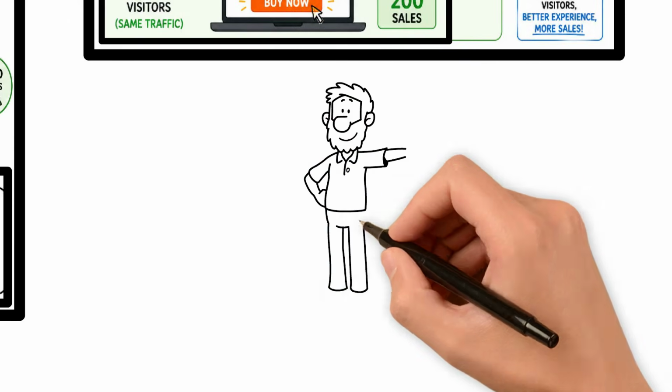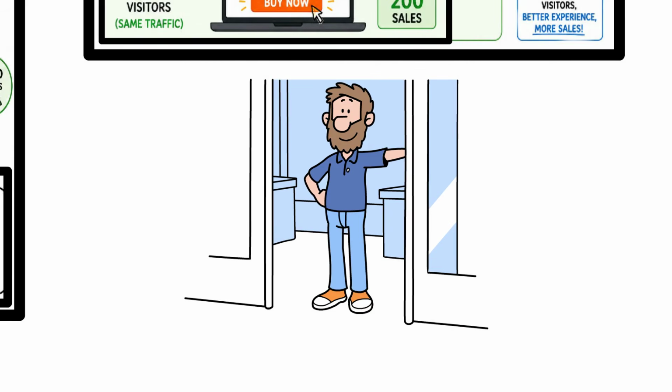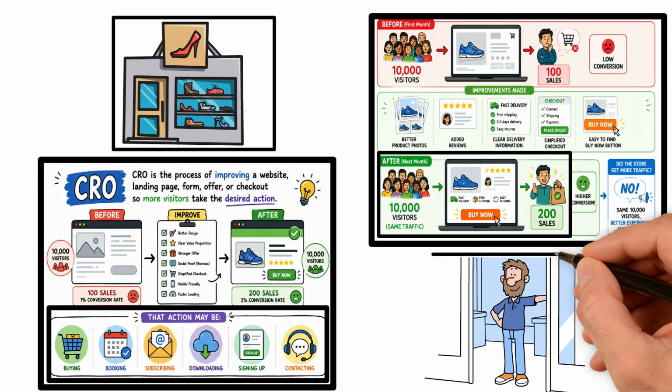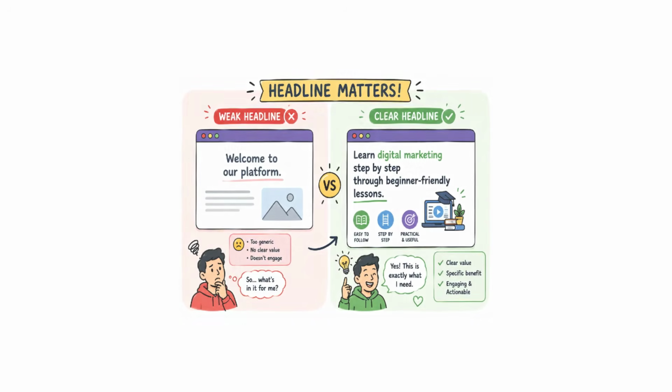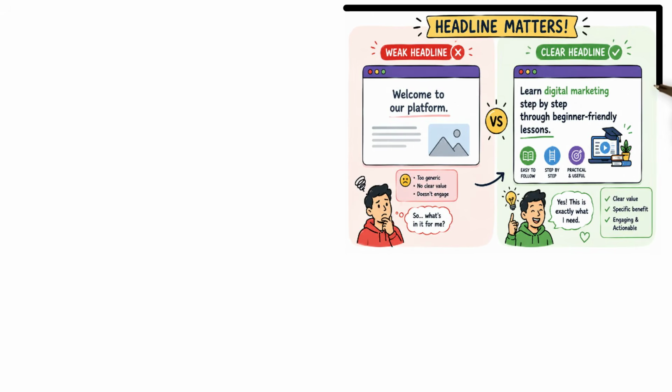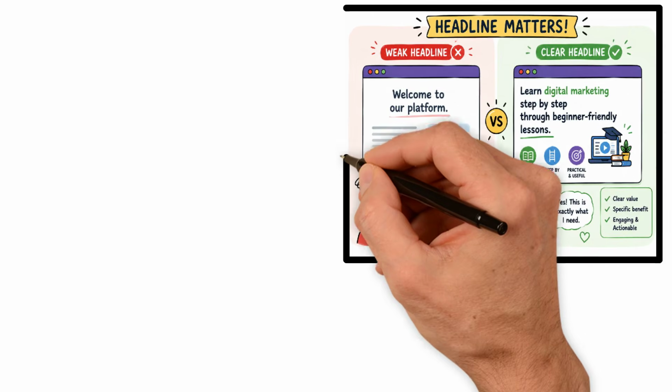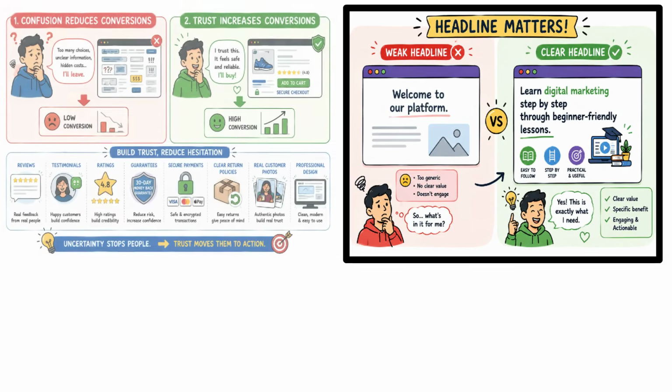The first part of CRO is clarity. Visitors should quickly understand what the business offers, who it is for, why it matters, and what they should do next. A weak headline says, "Welcome to our platform." A clearer headline says, "Learn digital marketing step by step through beginner-friendly lessons." Confusion reduces conversions.